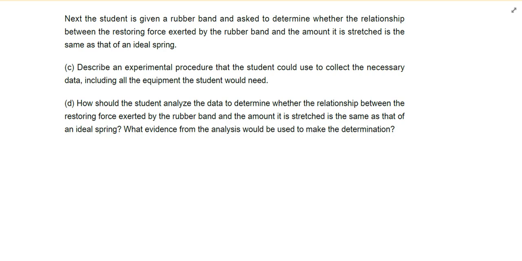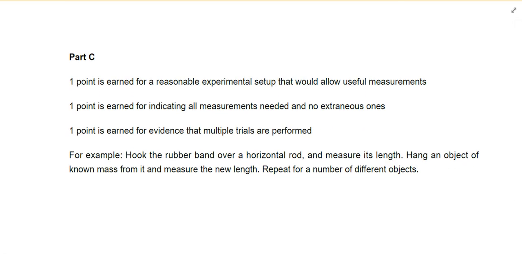So if you have that equation in the back of your mind, well, I just want to prove that some sort of graph would be linear. So in part C, you get 3 points. 1 for a reasonable experimental setup that would allow for actual measurements to be taken. 1 point for mentioning what you're going to measure, but no extraneous measurements. And 1 point for evidence that multiple trials are performed.